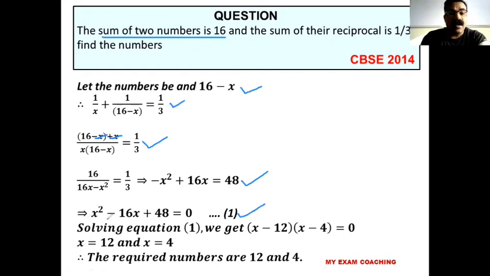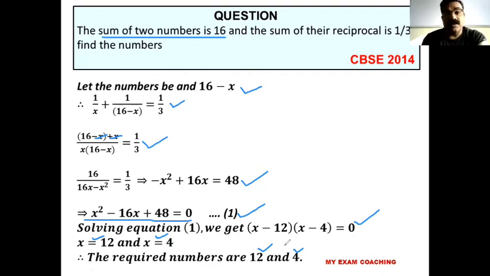Now we can solve this quadratic equation by any method: splitting the middle term, completing the square, any method you can use for solving this quadratic equation to get the value of x. When you solve the quadratic equation x square minus 16x plus 48, we can split it as x minus 12 into x minus 4 is equal to 0. So we got two values: x is equal to 12 and x is equal to 4. So the numbers are 4 and 12. Or you can say the first number is 12 and the second number is 4, or the first number is 4 and the second number is 12. The sum of the two numbers is equal to 16.